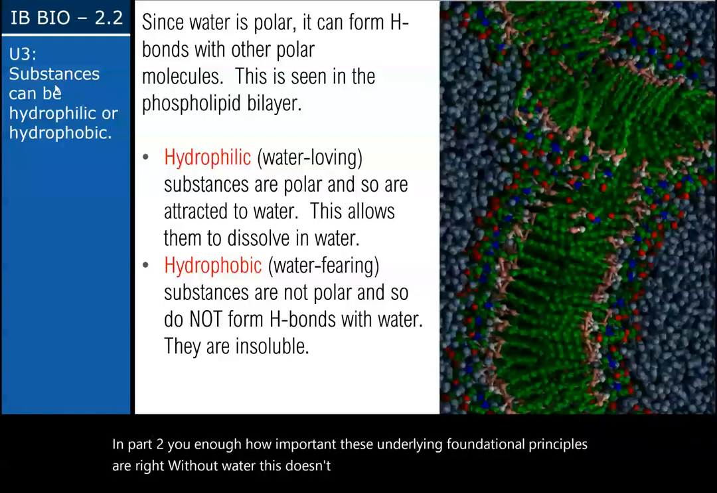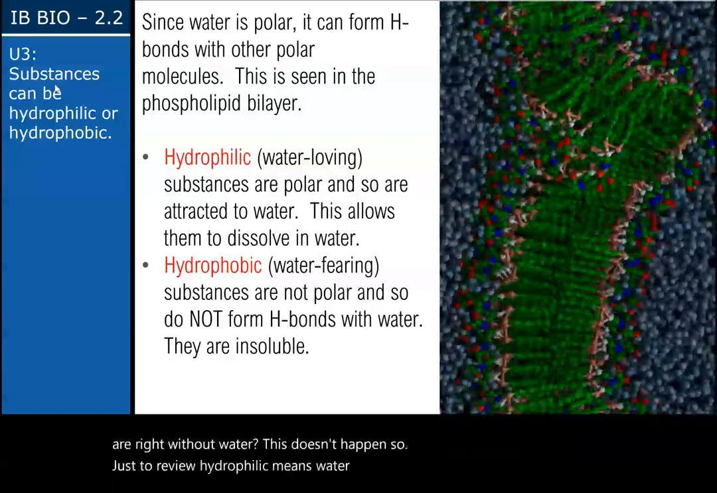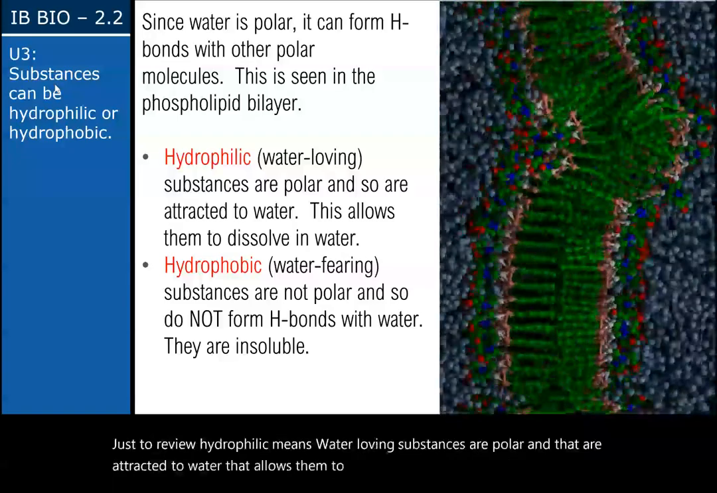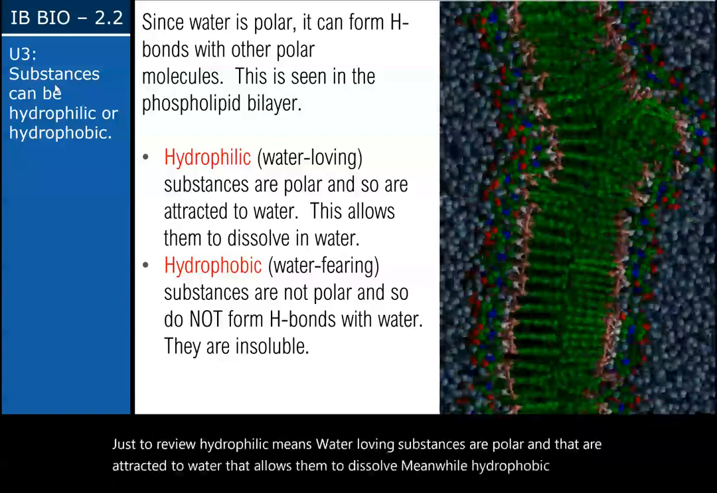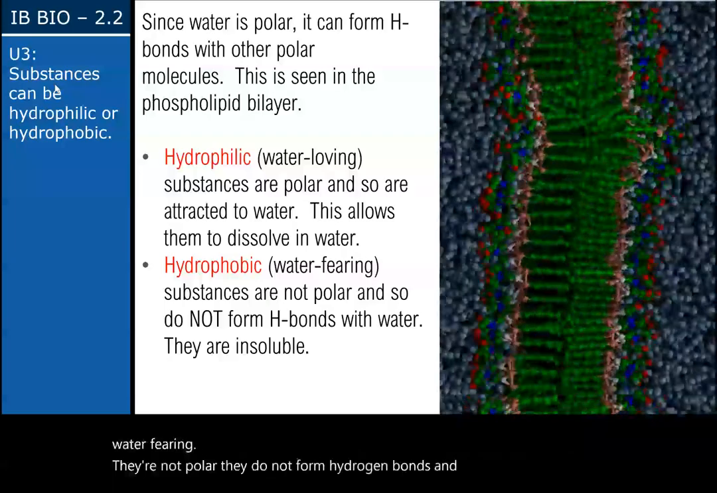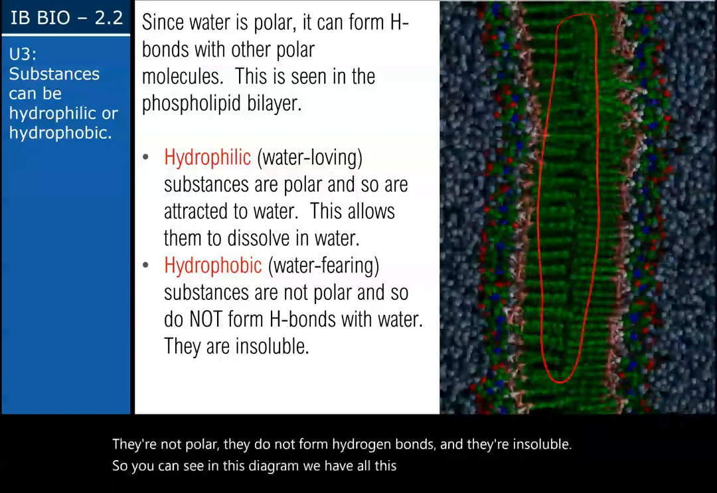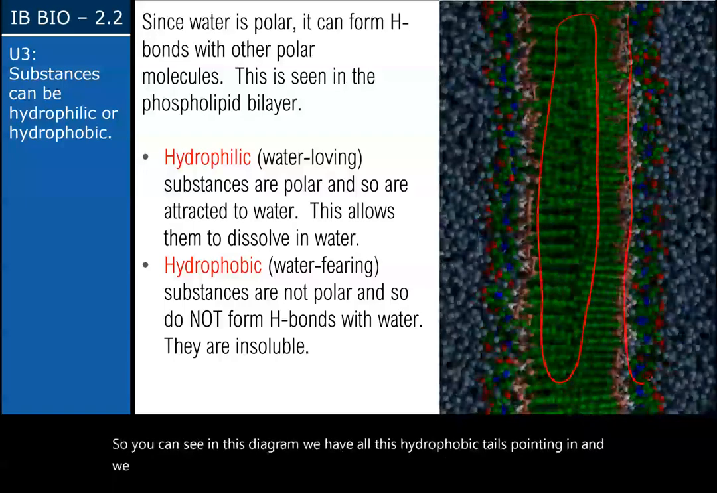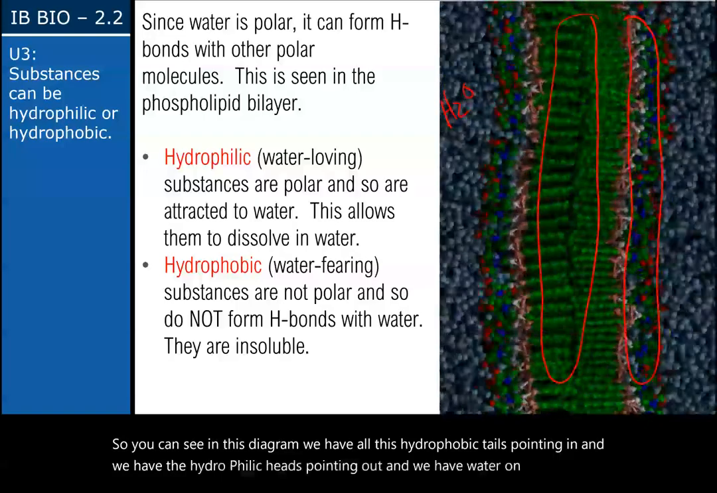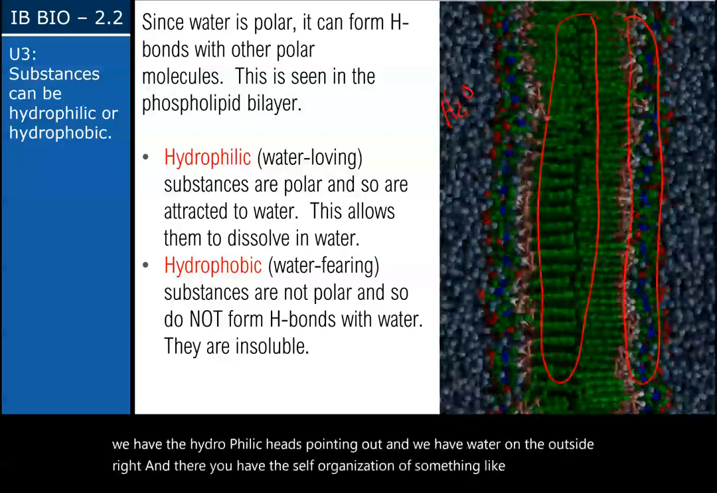So, just to review, hydrophilic means water loving. Substances are polar and attracted to water, which allows them to dissolve. Meanwhile, hydrophobic, water fearing, they're not polar, they do not form hydrogen bonds, and they're insoluble. So you can see in this diagram, we have all these hydrophobic tails pointing in, and we have the hydrophilic heads pointing out, and we have water on the outside, right? And there you have the self-organization of something like a cell membrane. Pretty neat.